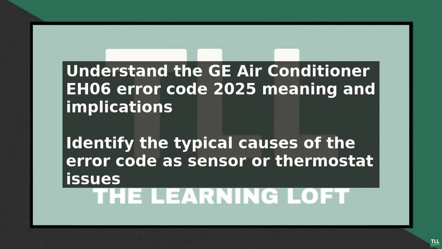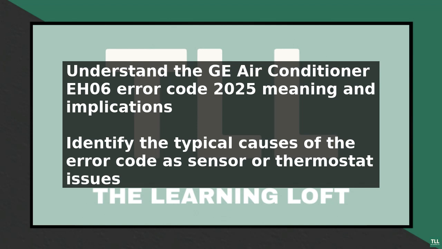To fix the GE air conditioner EH06 error code 2025, follow these steps. First, understand what the error code means. The 2025 error code typically indicates a problem with the air conditioner's temperature sensor or thermostat. This issue may cause the air conditioner to malfunction or not turn on at all.